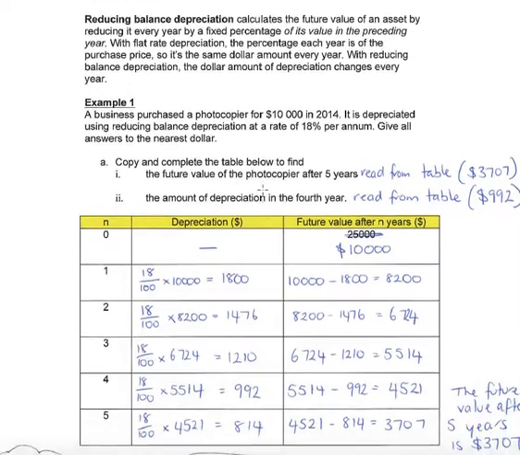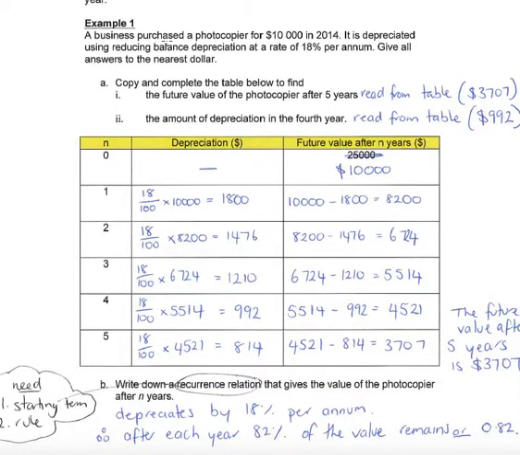The first example we're having a look at is a business that purchased a photocopier for $10,000 in 2014. It is depreciated using reducing balance depreciation at a rate of 18% per annum. Give all answers to the nearest dollar. Copy and complete the table, which is down here: number of years, the depreciation as it happens, and the future value after so many years. It's asking us the future value of the photocopier after 5 years.